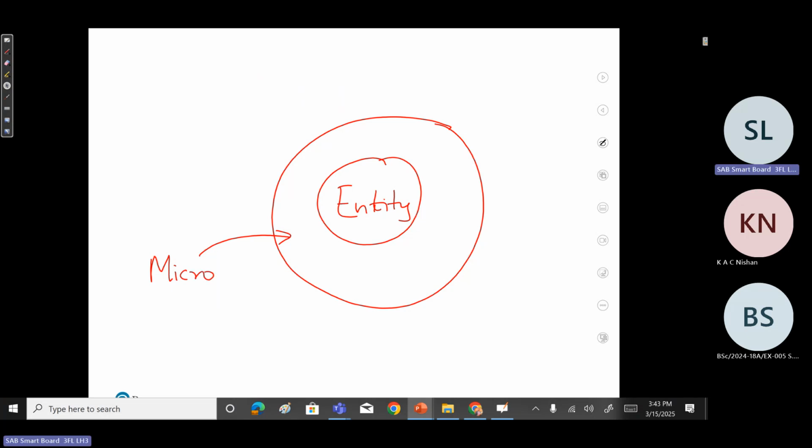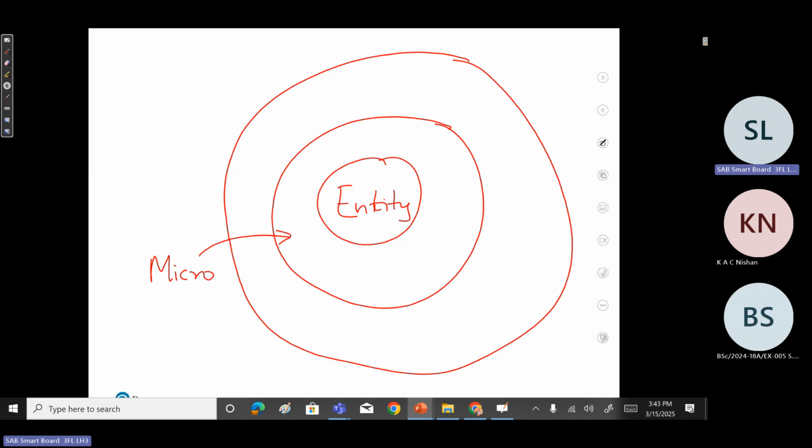Then the extended environment that impacts almost all organizations in the country, right, is known as what? The macro environment. The large environment. Now the question is, what are the elements?